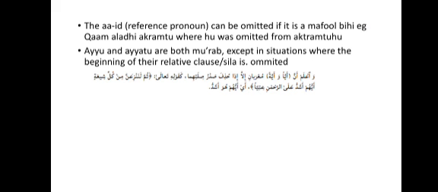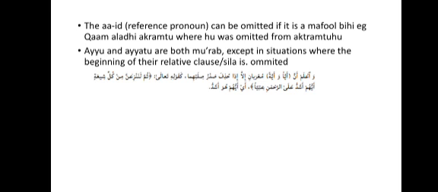Moving on, the a'id. So a'id just means the pronoun in the sentence that comes after the ismul mawsul. It can be omitted if it is a maf'ul bihi, and it doesn't cause confusion once it's dropped. For example, قام الذي أكرمت: he stood, the one I honored.